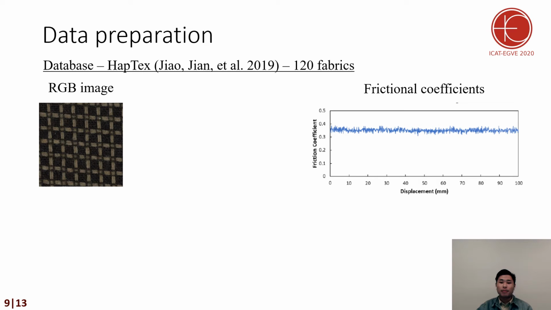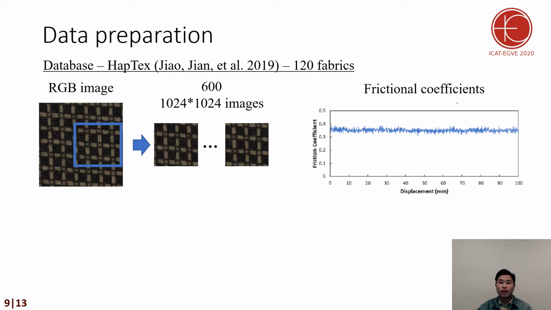For the RGB image, we use a size of 1024 by 1024 sliding window to move horizontally and crop the original fabric images with an offset of 2 pixels. So finally, we acquired 600 RGB images for each fabric. Referring to the corresponding information between the image pixels and frictional coefficients in HapTex, we also implemented a similar manipulation on the frictional coefficient data to build one-to-one corresponding relations between images and spectrograms.